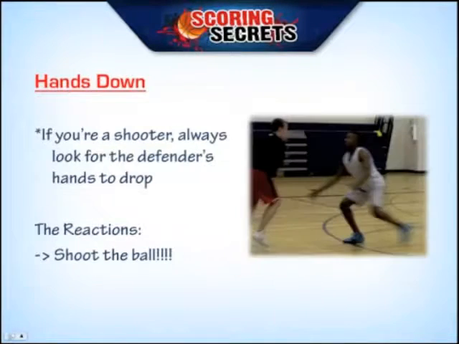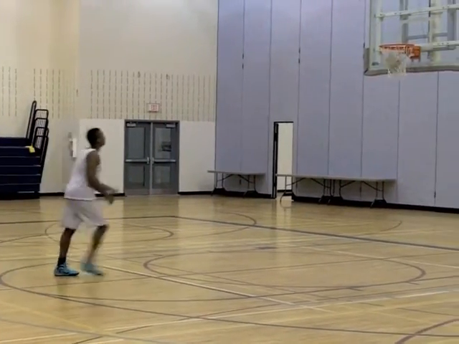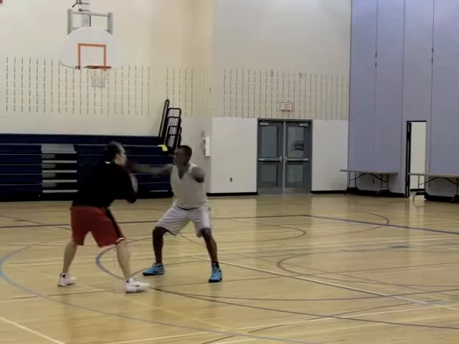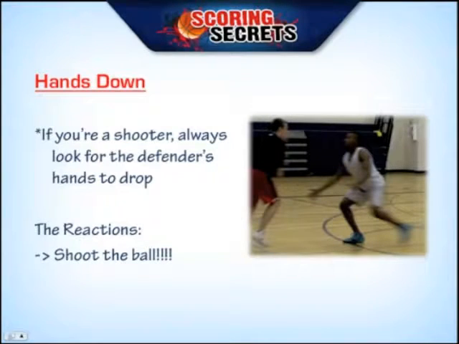The next is hands down. If you're a shooter, you always want to look for the defender's hands to drop. If the defender's hands drop at any time, even if they're close to you, you shoot the ball. If you don't know how to shoot, learn quickly, because it's the most important skill. But that is score. If their hands drop, you shoot the ball right away, no matter what. Make them pay for dropping their hands. If they close out with their hands down, shoot it in their eye and make them never do that again. And see where this leads to.